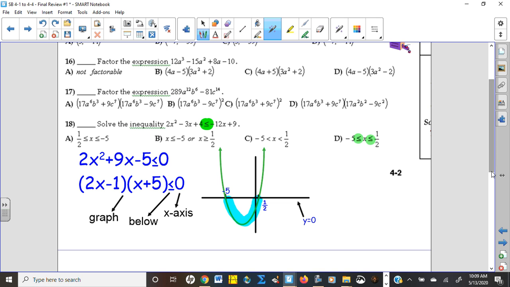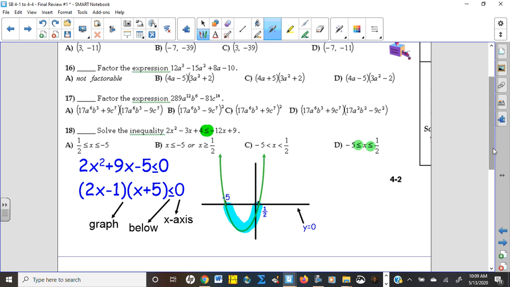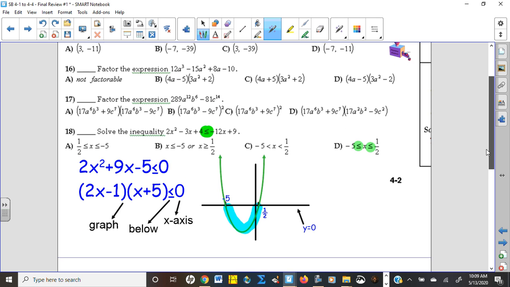But all of these involve factoring. Factoring was a huge important skill throughout this entire semester. So I hope you understand how important knowing how to factor is.